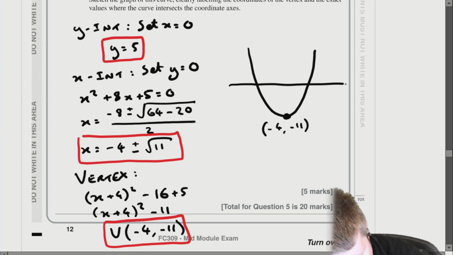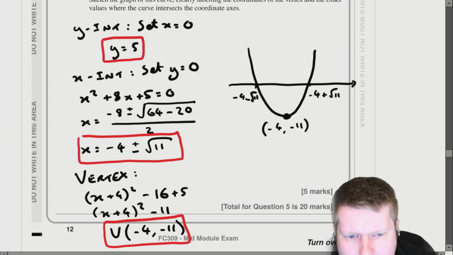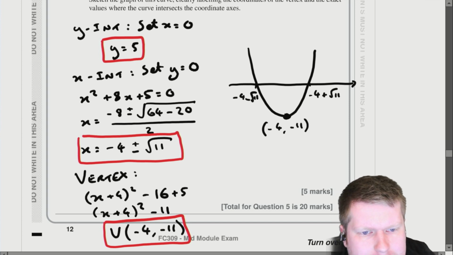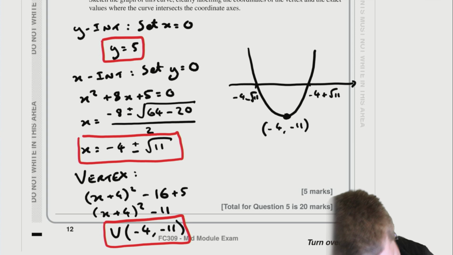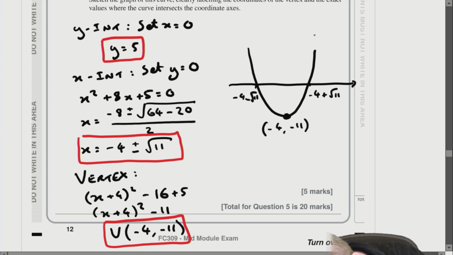So I'm going to end up with an x-axis here. This point is going to be negative 4 minus root 11. That's a smaller value. And this point here is going to be negative 4 plus root 11. That's a bigger value. And then I'm going to have a y-intercept of 5. So I just basically need to make sure that I get the right numbers in the right place. In fact, the y-axis in this case is going to end up over here. And that's going to be at 5.